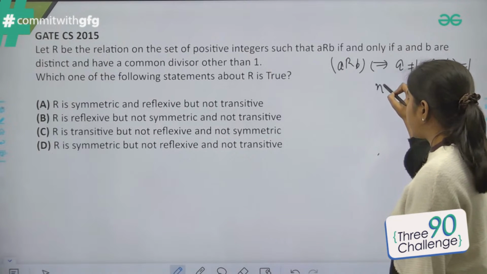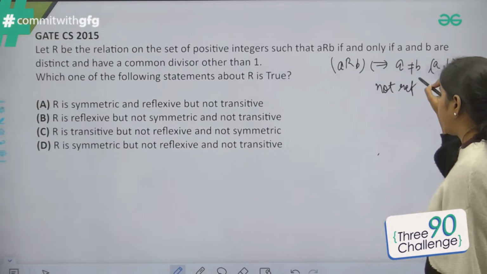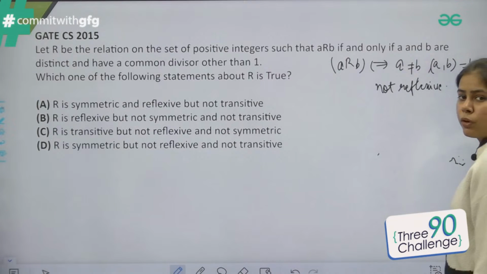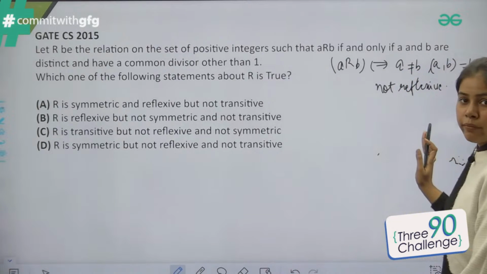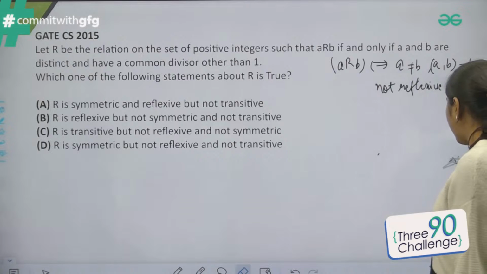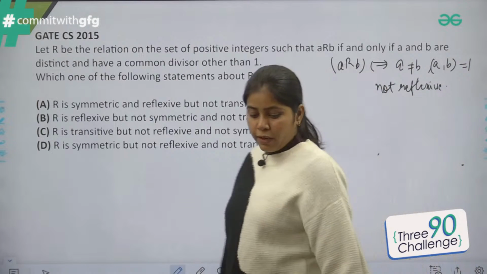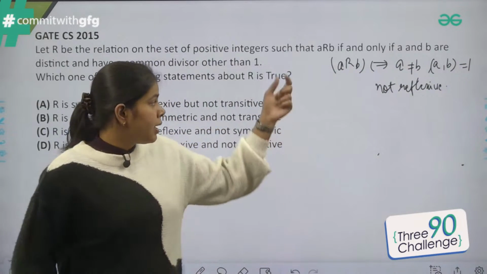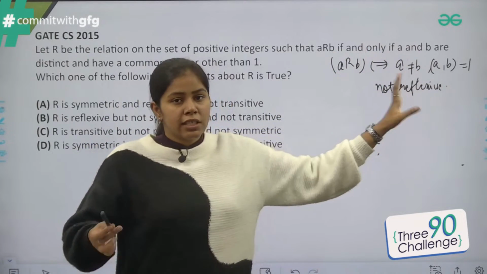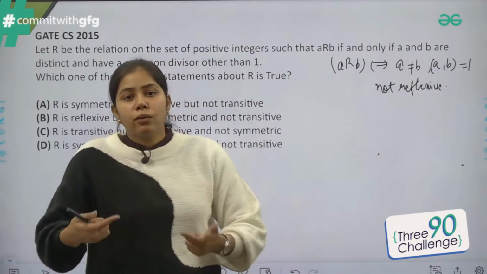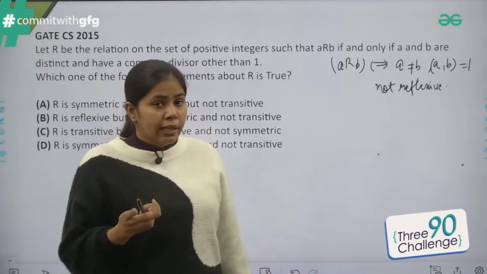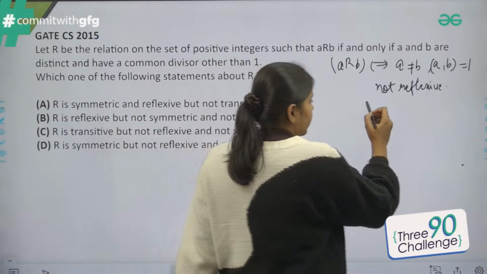It is not reflexive. Why is it not reflexive? Because GCD of A comma A would not be 1, and A is not equal to A would not be true. And if I talk about symmetric, what is the symmetricity property, guys? If A is related to B, then B is related to A. Let's suppose A is related to B, that means A is not equal to B and GCD of A comma B is not 1. So can I write B is not equal to A and GCD of B comma A is not 1? So that means B is related to A. So it is symmetric.